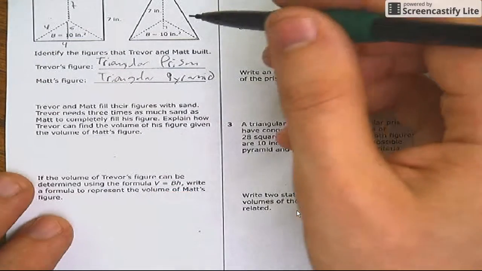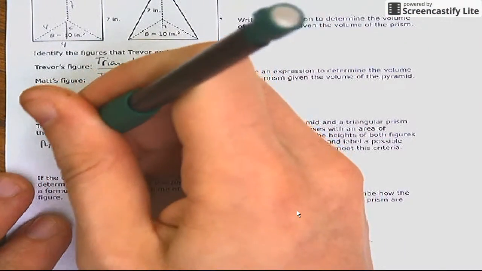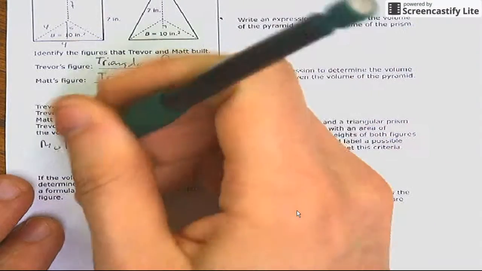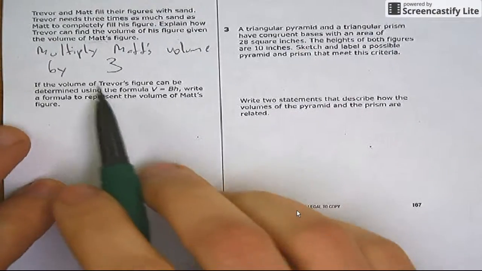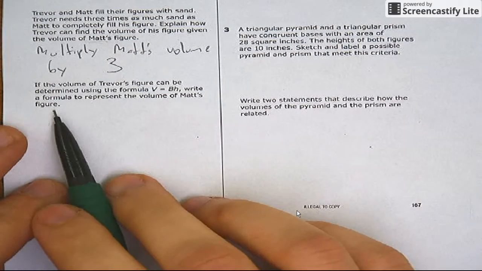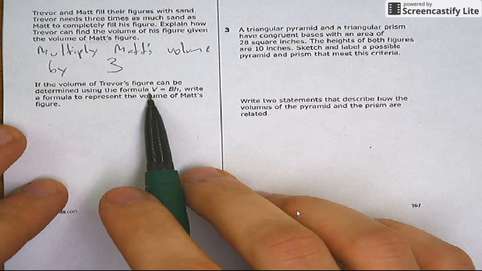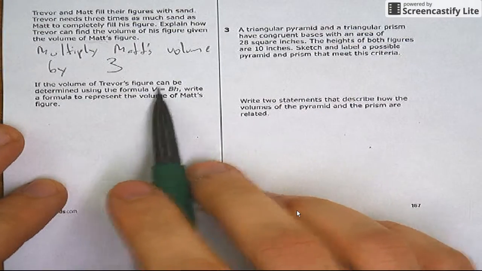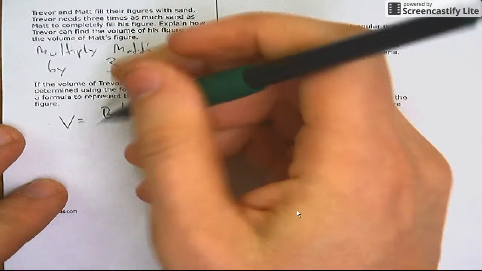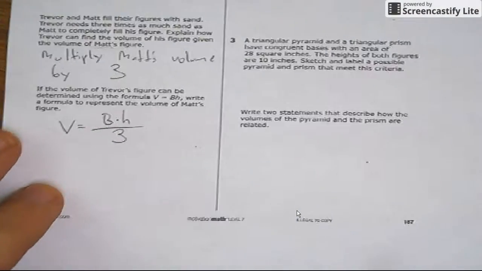Well, I take Matt's and I multiply it by 3. Done, right? So if the volume of Trevor's figure can be determined using the formula V equals base times height, write a formula to represent the volume of Matt's figure. Okay, well, we just said Matt's figure is 3 times smaller than Trevor's, right? So I'm going to take Trevor's formula. I'm going to take 1/3 of it. Bam, done. And hey, that's the formula for a pyramid, isn't it? Look at that. That's where it comes from.